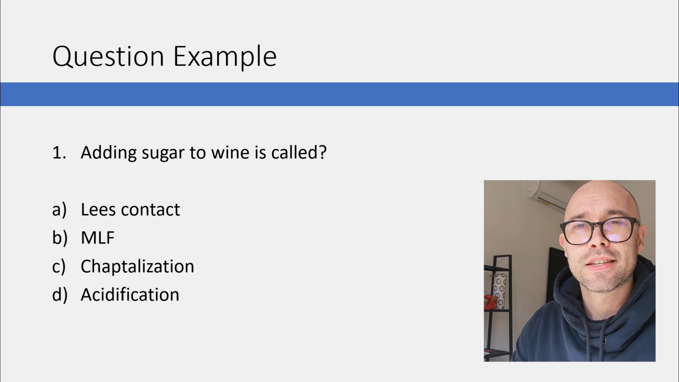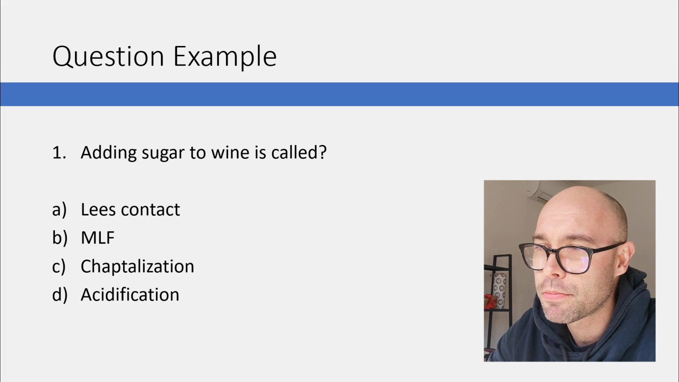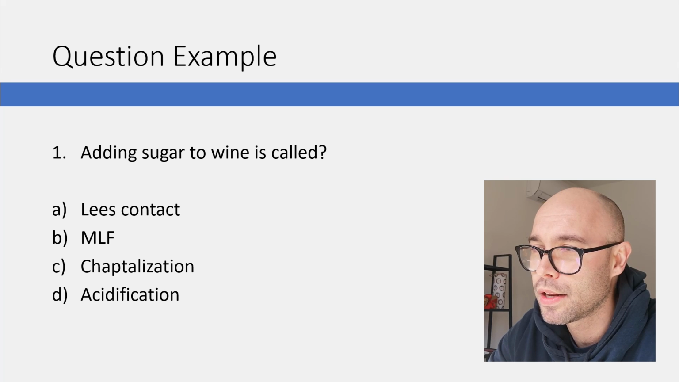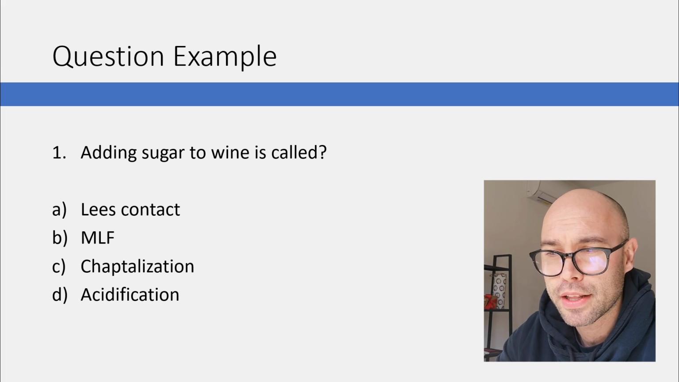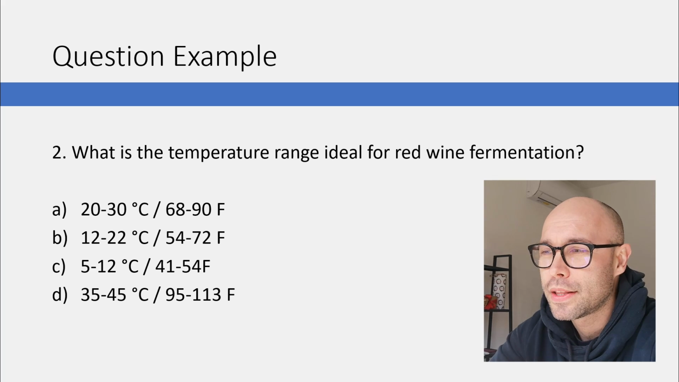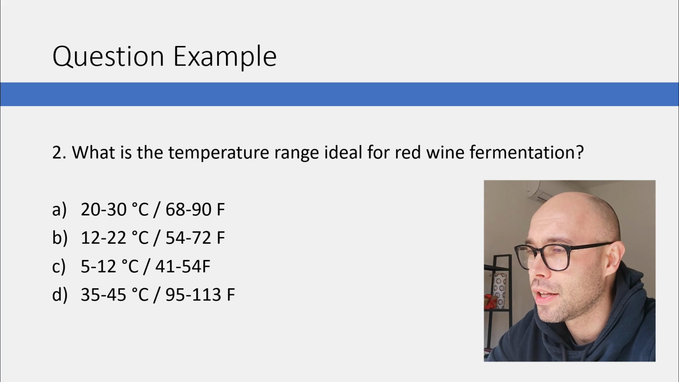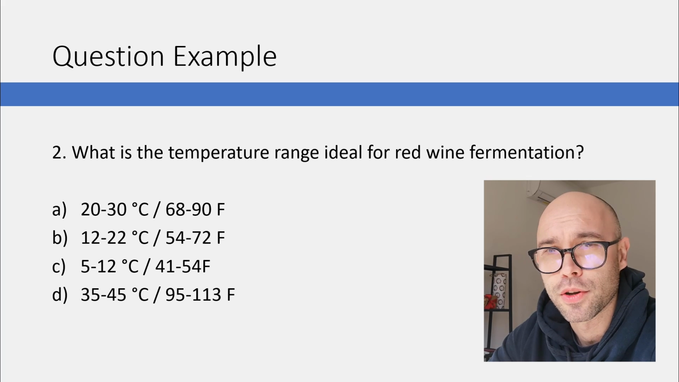Now we have all this knowledge, let's test it. Question number 1: adding sugar to wine is called least contact, MLF, chaptalization, or acidification? The correct answer is C, chaptalization. What is the ideal temperature range for red wine fermentation? 20 to 30, 12 to 22, 5 to 12, or 35 to 45? The correct answer is 20 to 30 Celsius.